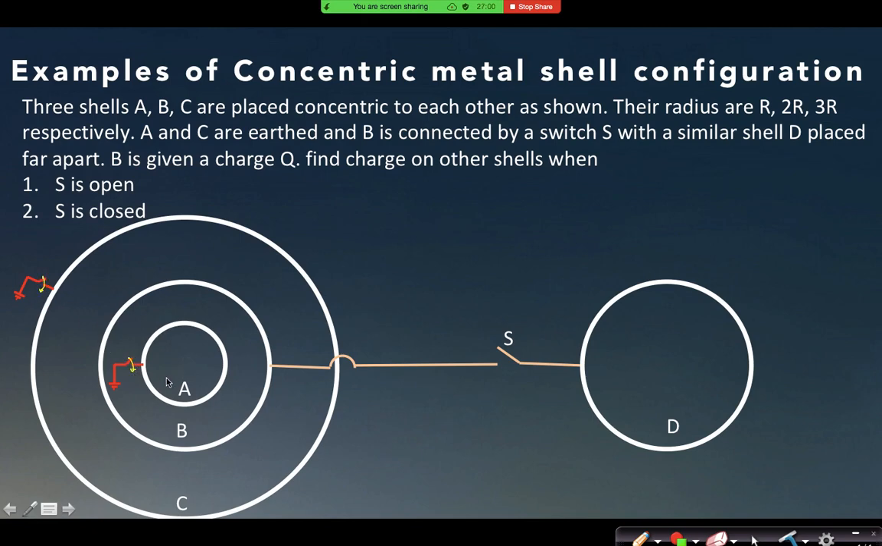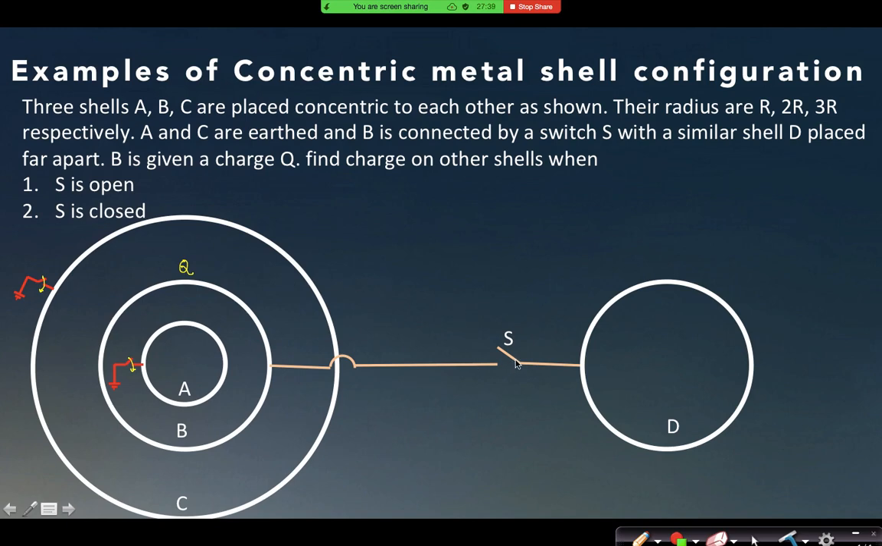A and C are earthed, but there is a shell in between, shell B, so I cannot say that there will be no electric field in between them, right? So A and C are simultaneously earthed. B is given a charge Q. Look, if I ask something, even if I do not mention what is the initial charge on A and C, then also you can solve that question because that will not be necessary. That information is not needed. So that is why it is not given what was the initial charge on A and C. But initial charge on B was Q, right?